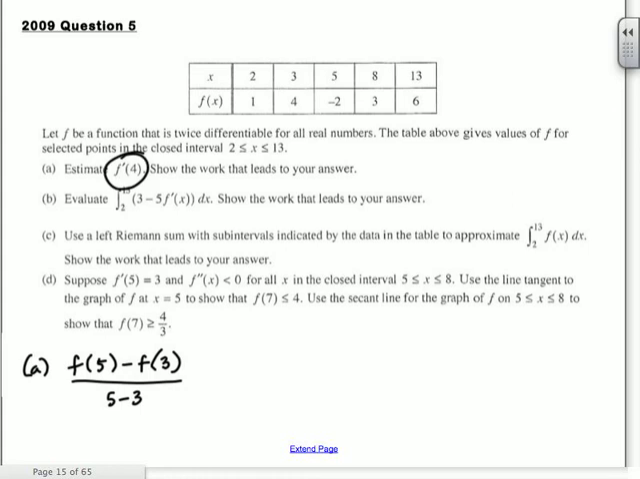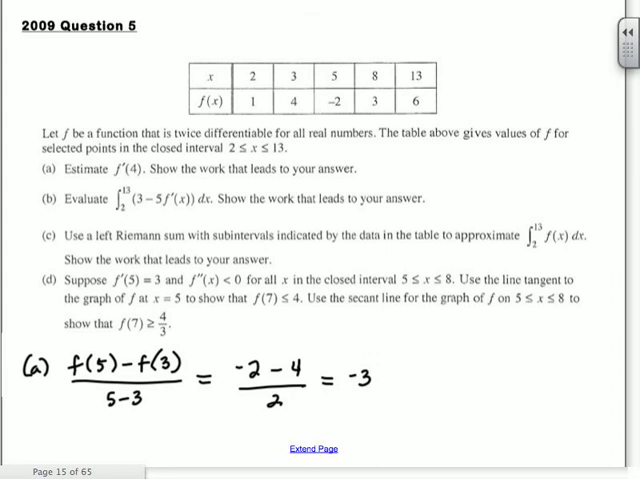All right, so you end up with -2 minus 4 all over 2, so -3. So you get a point for this because you've shown the work that leads to the answer. All right, B.